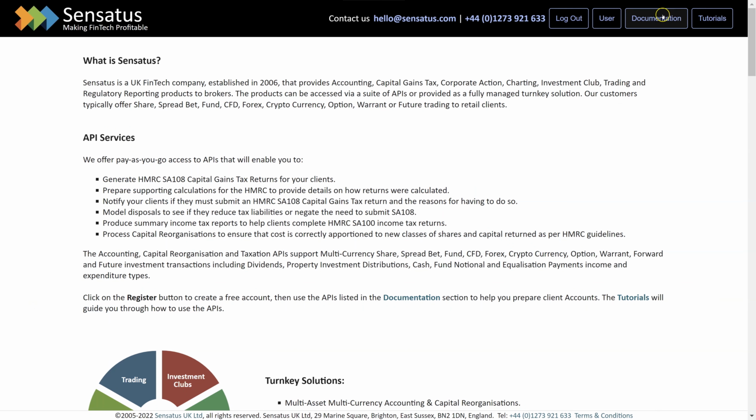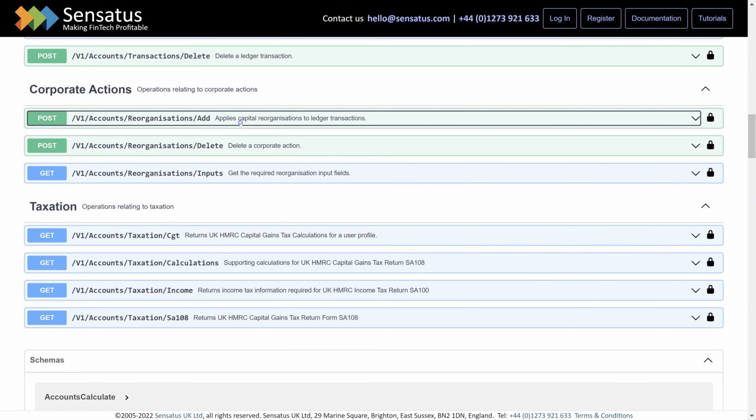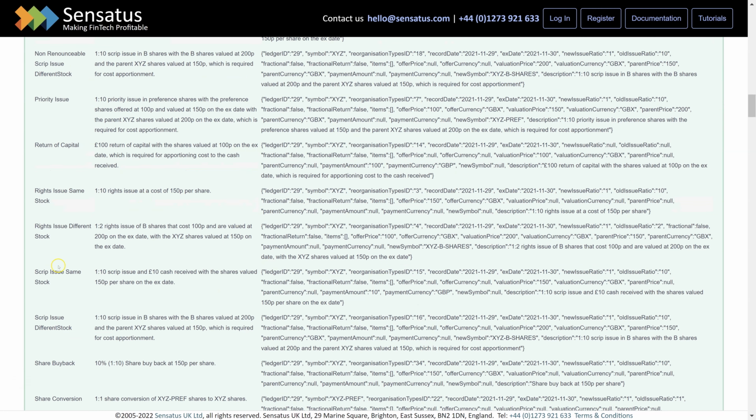This tutorial provides an example of how to use the Sensatus Capital Reorganisation APIs to process a Scrip issue. A Scrip issue is also commonly referred to as a bonus issue and involves issuing a security at no cost.